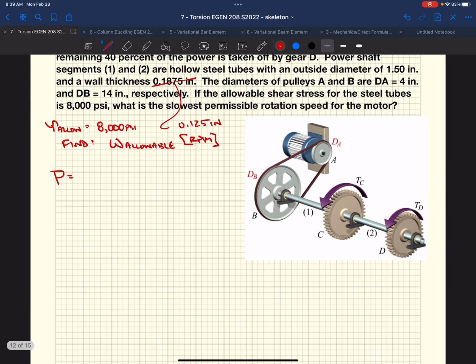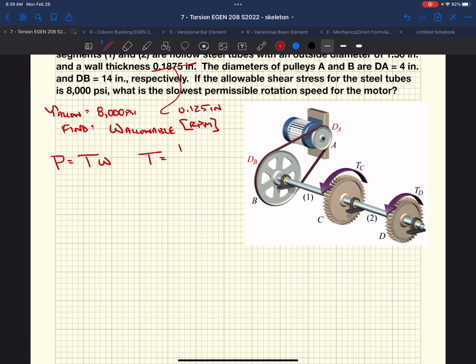What's the equation for power, though? Jess went over it. Yeah, torque times rotational speed, or T times omega, right? So that's one equation we know we're going to be dealing with, because we have some applied power at A. And applied power is going to give us some torque and a rotational speed.